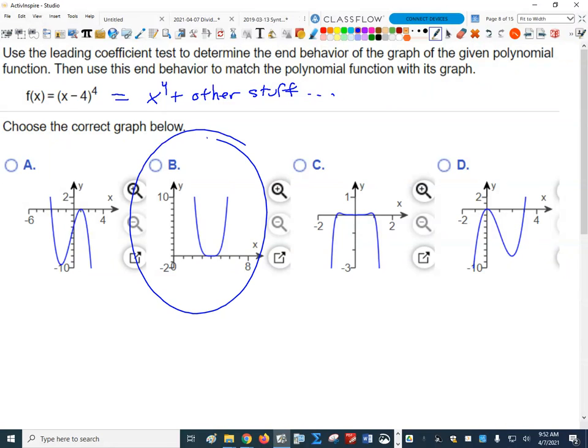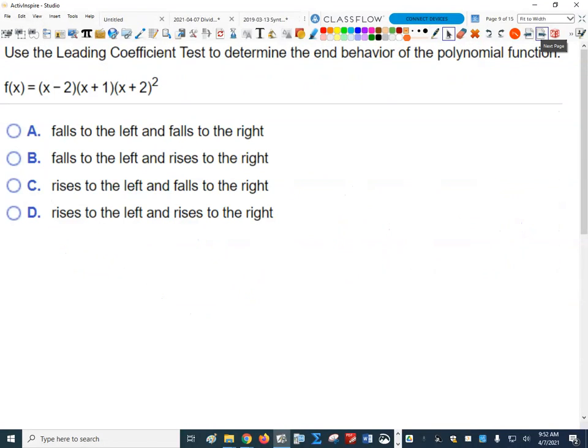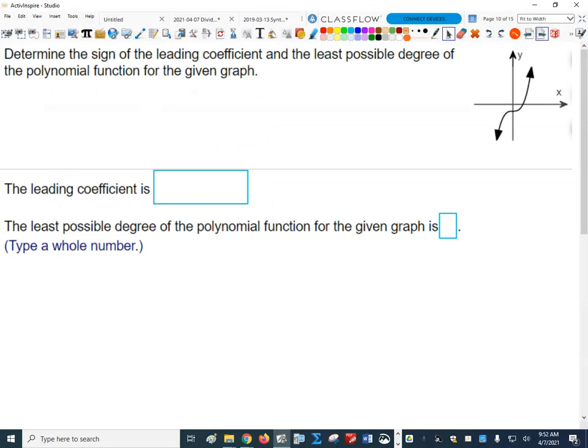Okay. How about something like that? If I were to multiply that whole thing out, what would the leading term be? It's going to be x to the fourth plus a bunch of other junk, right? Okay. I think we've done enough of this. Probably done enough of that.